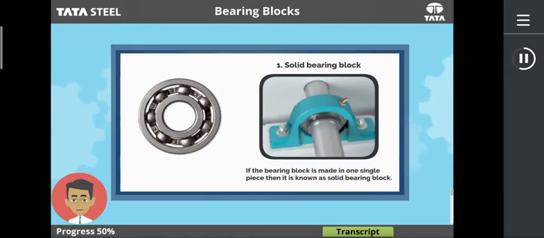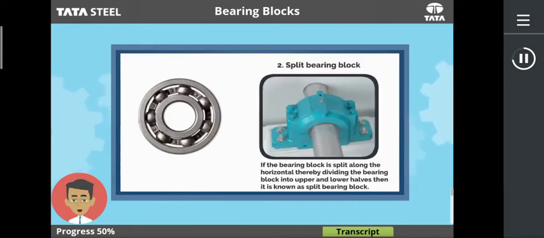1. Solid bearing block. If the bearing block is made in one single piece, then it is known as solid bearing block. 2. Split bearing block. If the bearing block is split along the horizontal, thereby dividing the bearing block into upper and lower halves, then it is known as split bearing block.